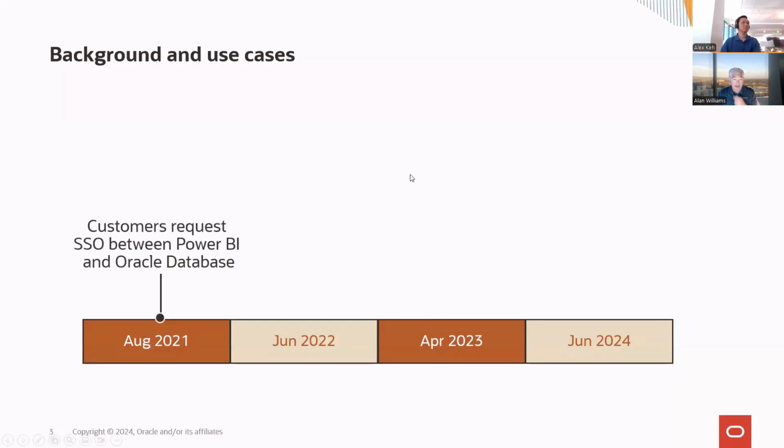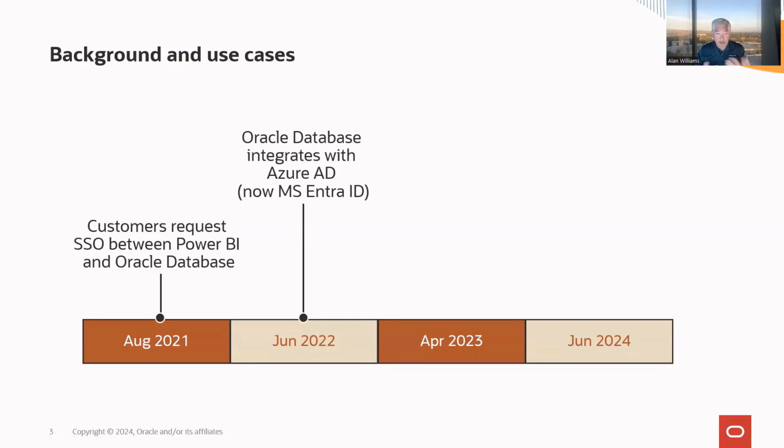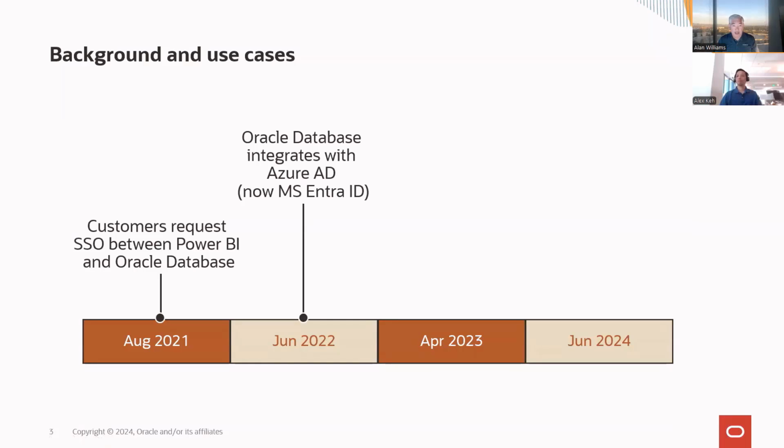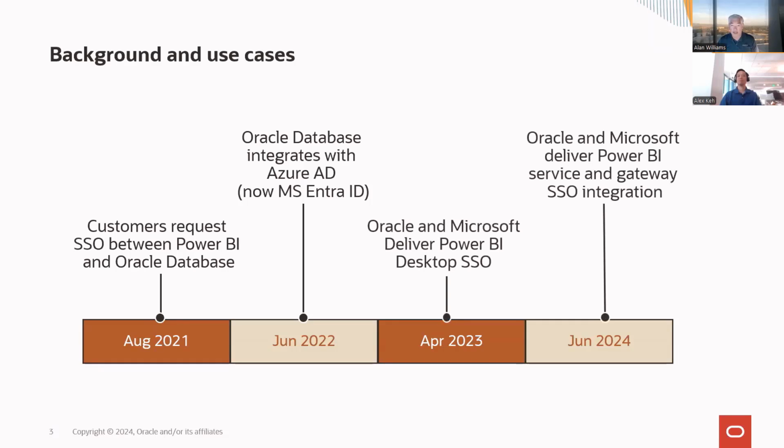So this started in 2021. We had some large customers ask about this SSO integration to be able to use their Azure SSO to connect from Power BI to the Oracle database. So Oracle jumped on this. We had a crash project, and we did a full integration with the OAuth 2 token from Azure AD for a number of flows, both for humans and application integration. This is now called Microsoft Entra ID, as we discussed. Then we continued to work with Microsoft, and they got the Power BI Desktop SSO last year, and this year they completed the Service and Gateway SSO integration, which just released.